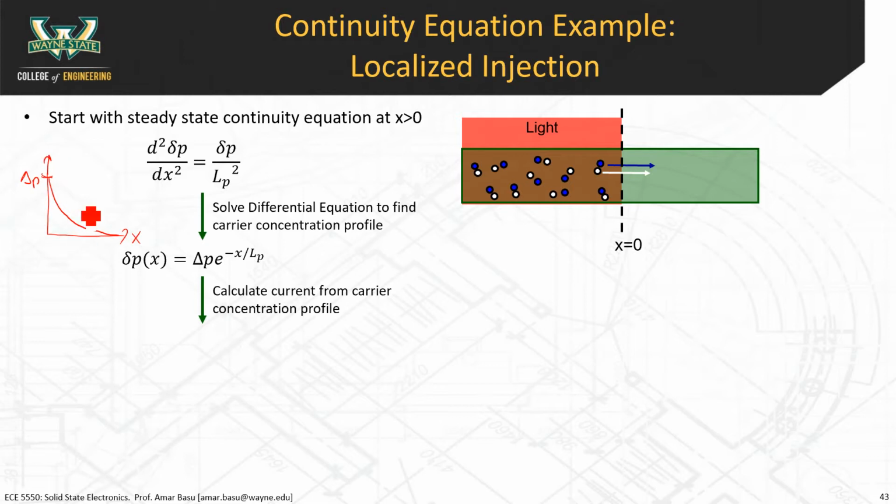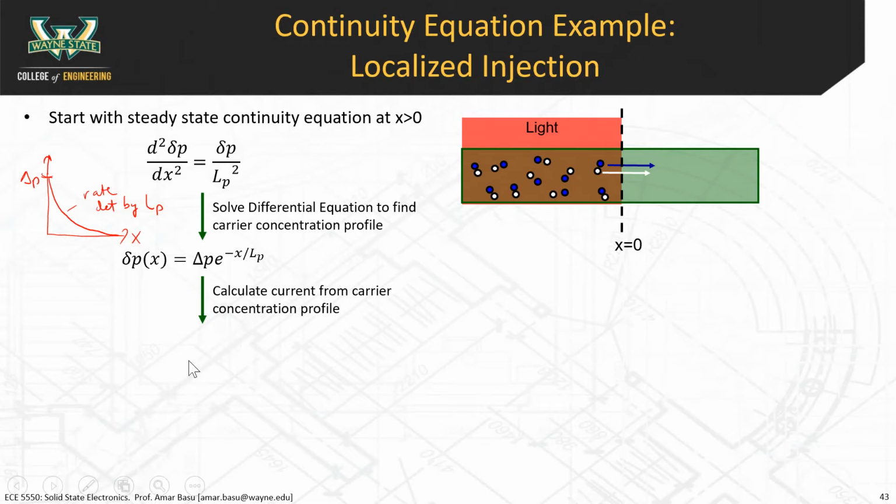And the rate of decay is determined by the diffusion length, L sub p. If L sub p is large, then the decay rate is very, very low. If L sub p is small, the diffusion length is small, that means it's a very rapid decay.